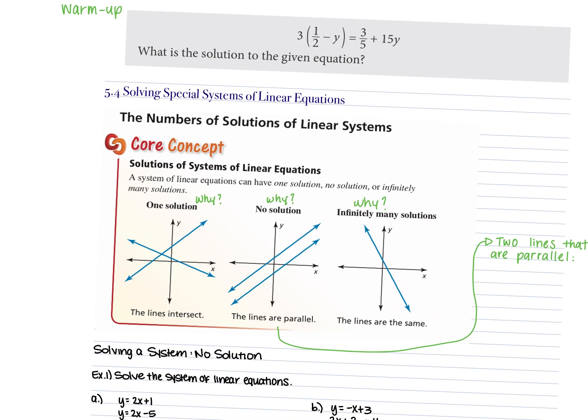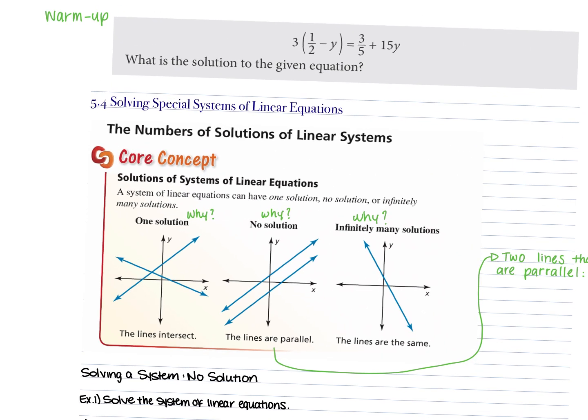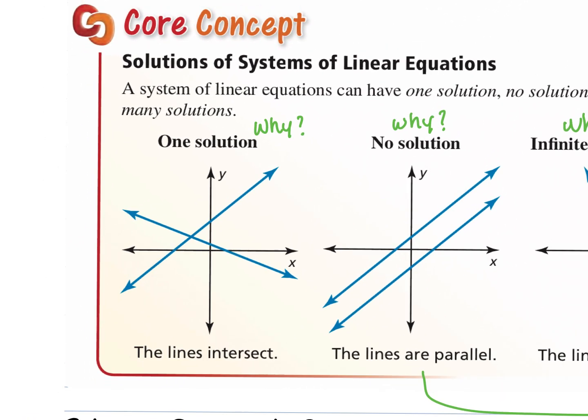Okay, so today, guys, we are talking about the special solutions of systems of linear equations. What we've seen so far are a lot of examples where we would get an x and a y value and one solution, where two lines intersect at exactly one point. So when they intersect at a point, we have one solution, and it is the coordinates of that point, an x value and a y value, that satisfy both of the equations.